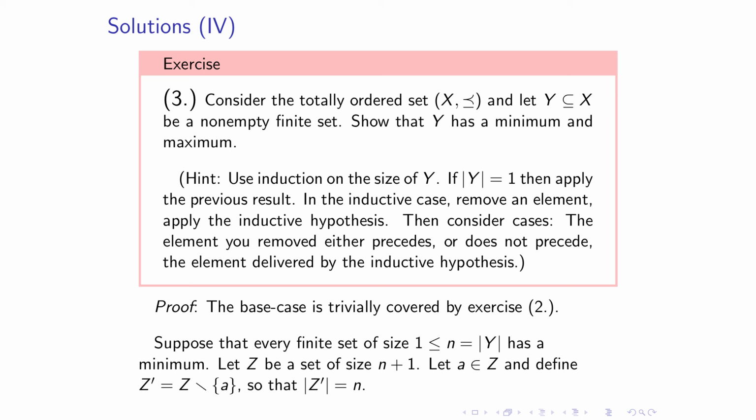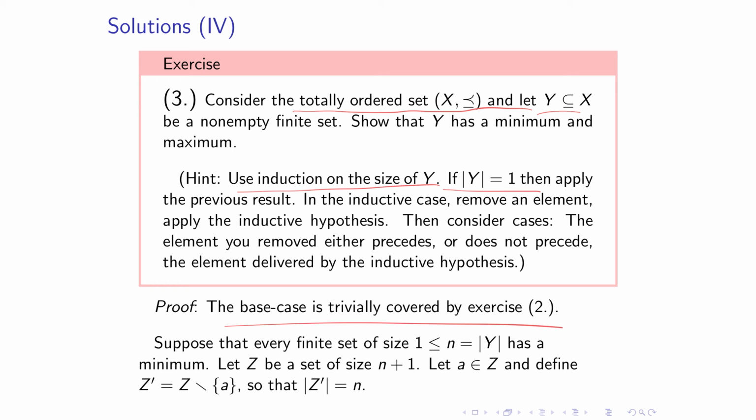Okay, next exercise. Consider a totally ordered set X ordered by precedes-or-equals, and take a non-empty finite subset Y. We'll show that it has a minimum and a maximum. We will do this by induction on the size of Y. If the size of Y is equal to 1, then the previous exercise already covers this exactly. That's just the case of a singleton element, and we know that it has a minimum and a maximum. So the base case is trivially covered.